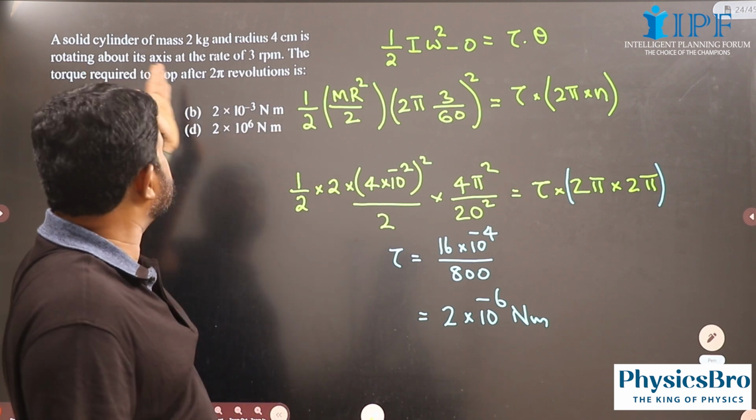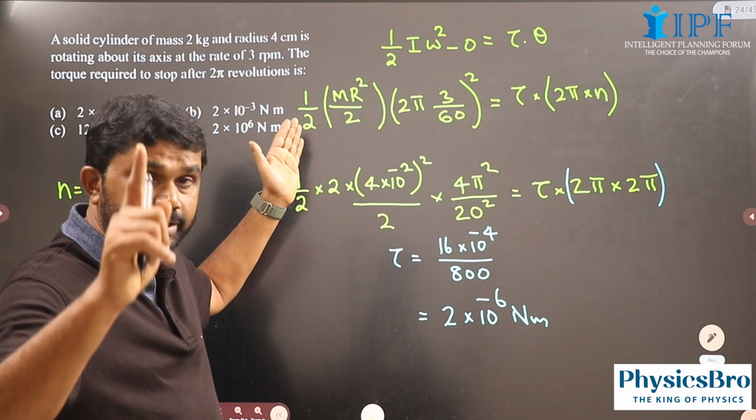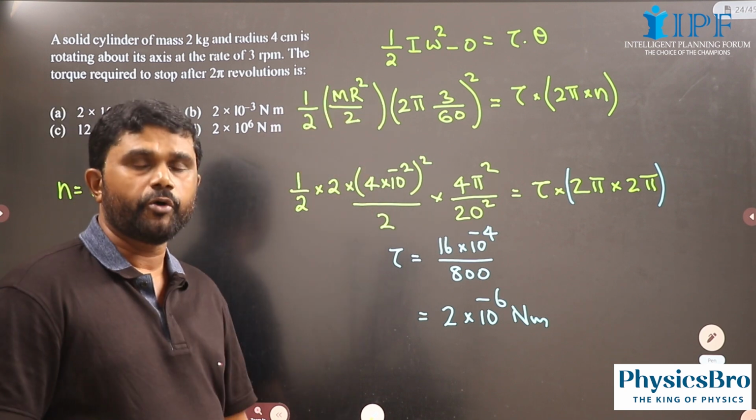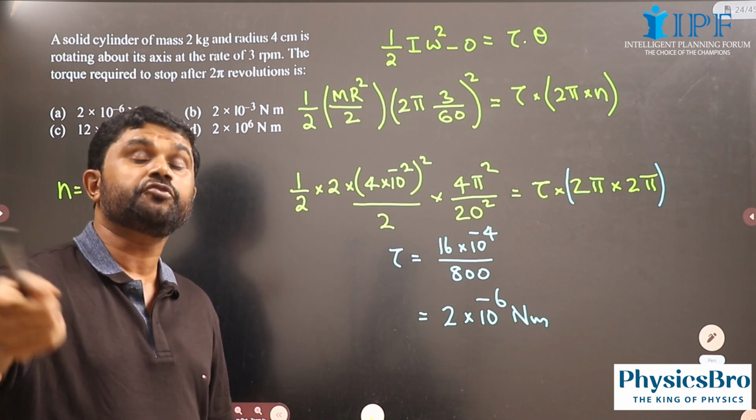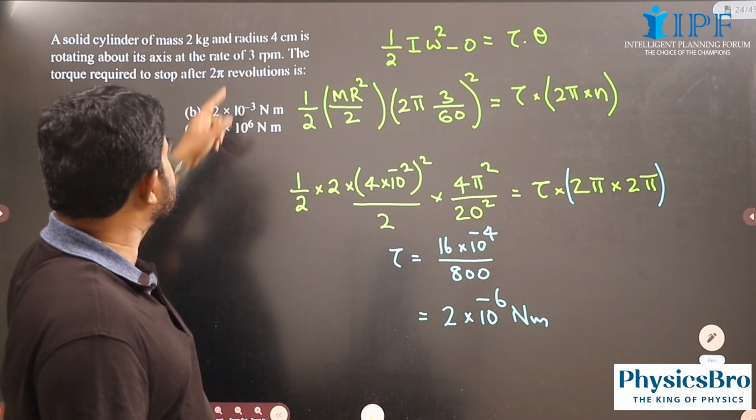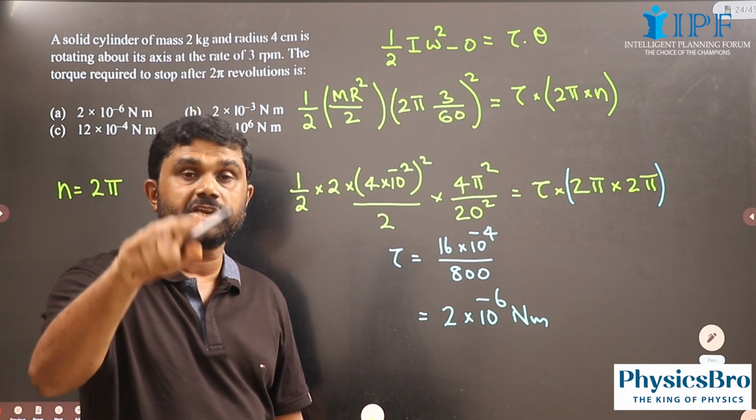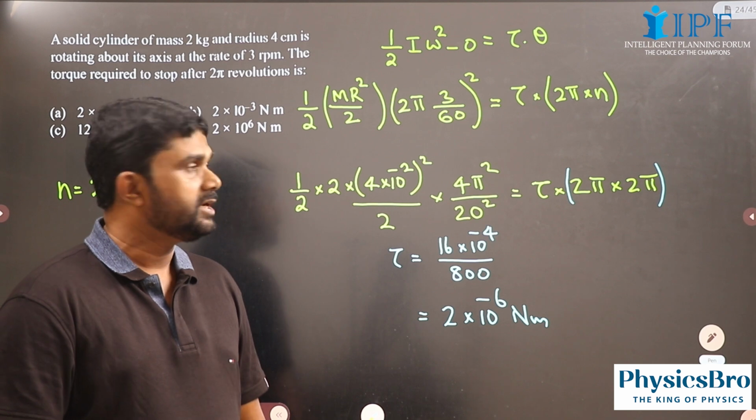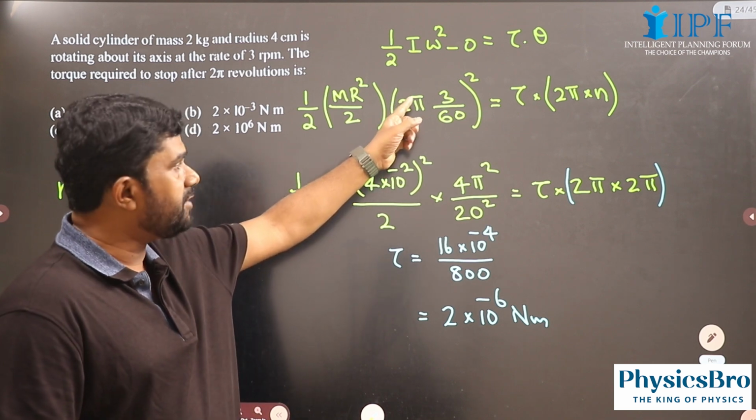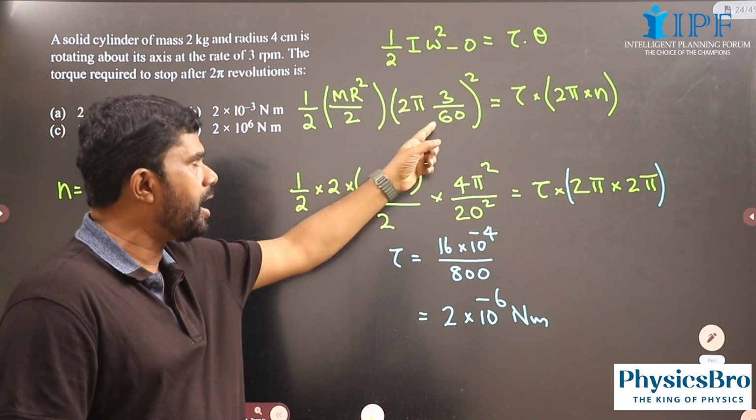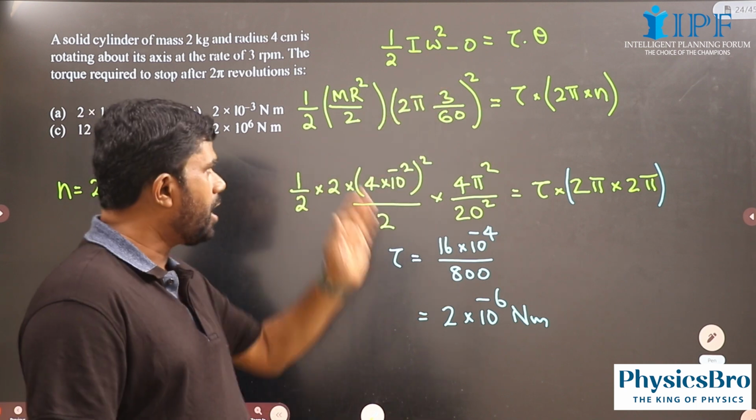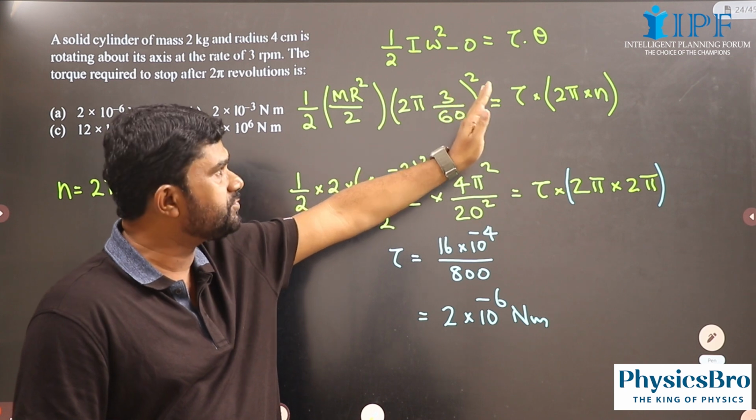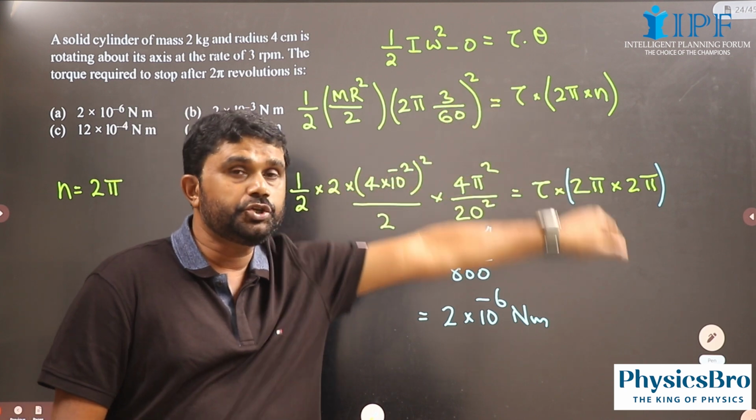Here it is a solid cylinder. Moment of inertia is mr square by 2, half I omega square, with I equal to mr square by 2, and omega is 2 pi into frequency. Frequency is given as 3 rpm, 3 revolutions per minute. So frequency will be 3 by 60. So 2 pi and frequency is 3 by 60, that is omega, and we need omega square. Half I omega square is the change in kinetic energy, which equals work done, means torque into angular displacement.